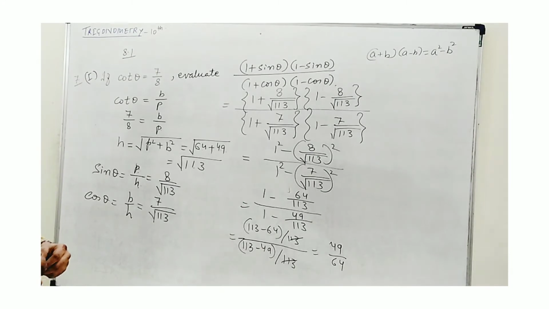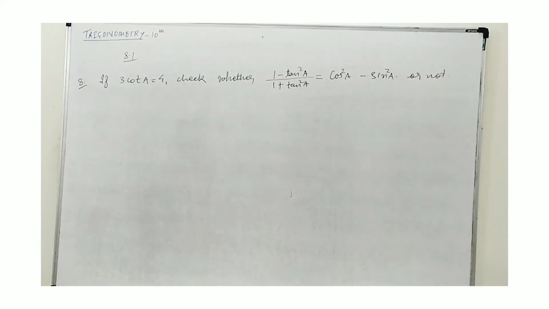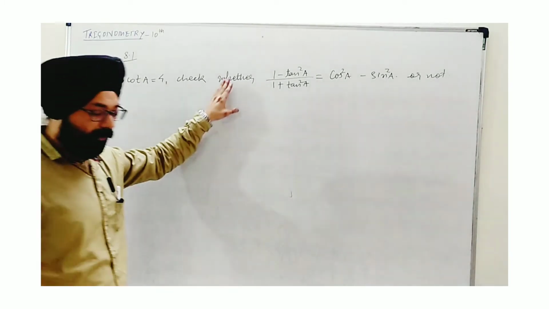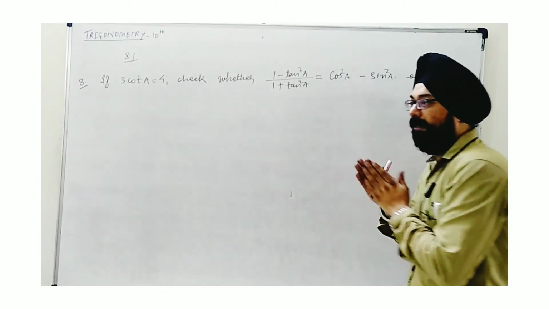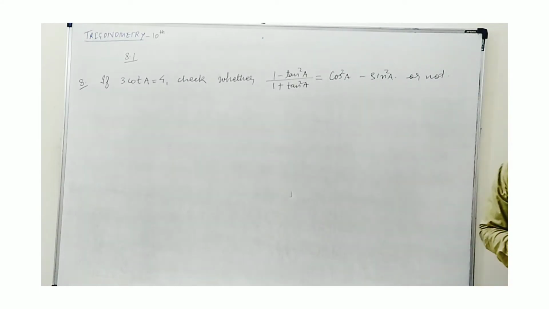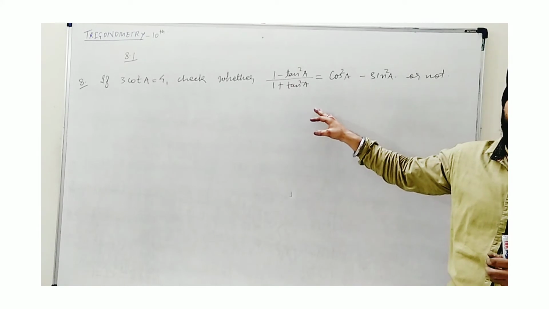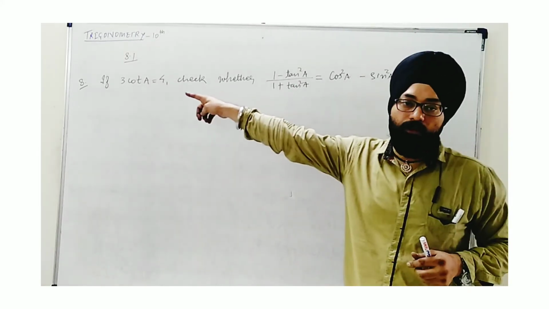I hope you have understood. So this is one of the applications. We will take the next question, we have taken from 8.1, 8th question. It says that 3 cot A is equal to 4. Check whether 1 minus tan square A upon 1 plus tan square A is equal to cos square A minus sin square A or not. We need to verify this equation whether correct or not with the help of that cot A given.